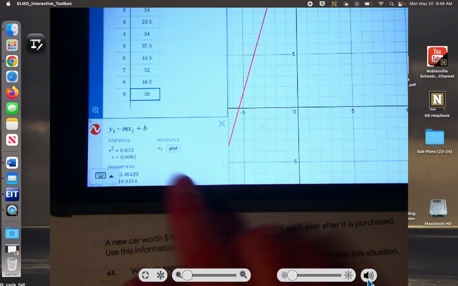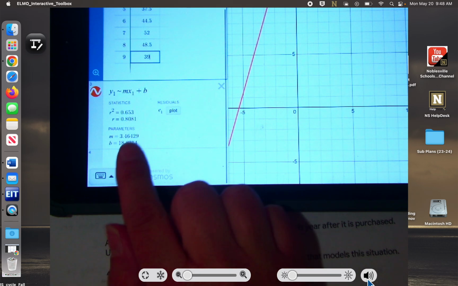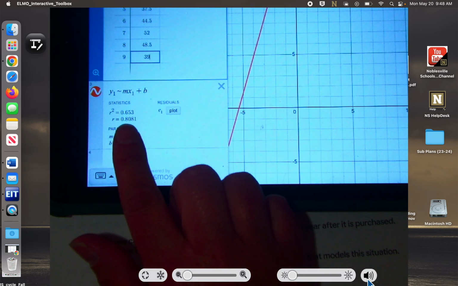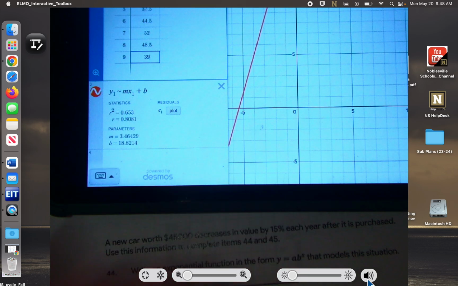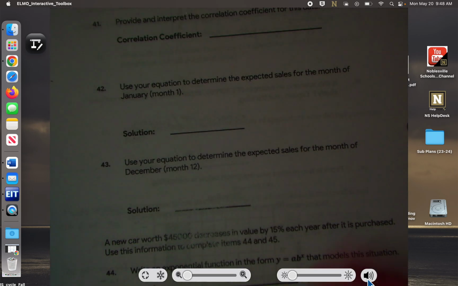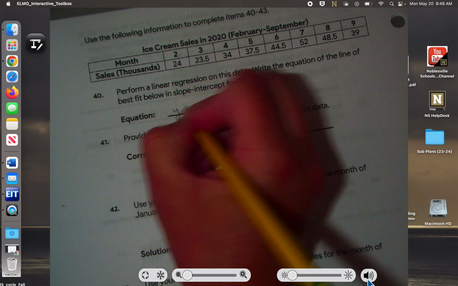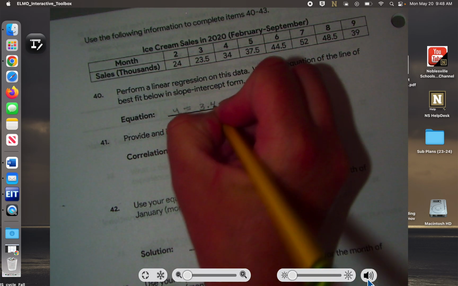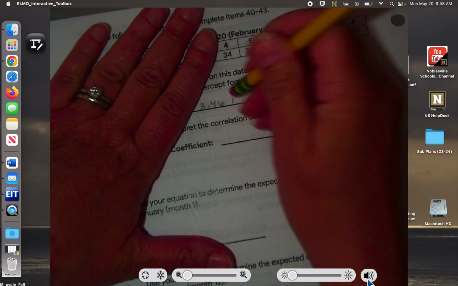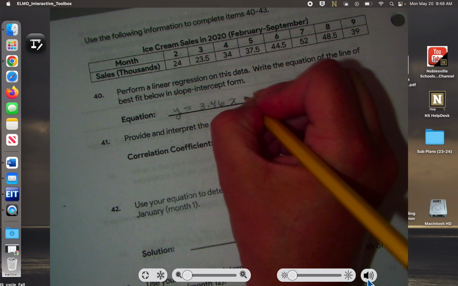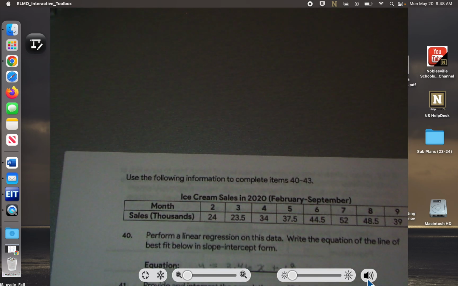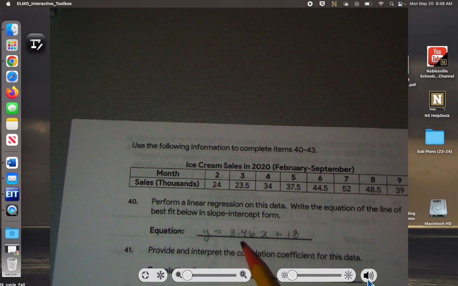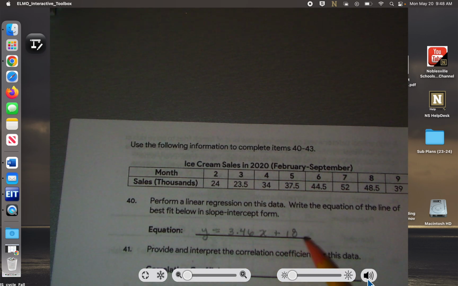At this section, okay, and you have your slope, you have your y-intercept, and then you have your correlation coefficient, which is this r value, right? Not r squared, but the r alone. So when I get to here, my equation is going to be y equals 3.46x plus 18, right? So we're talking about ice cream sales in the thousands, so that would actually be like 3,460 plus 18, right? That's our y-intercept.